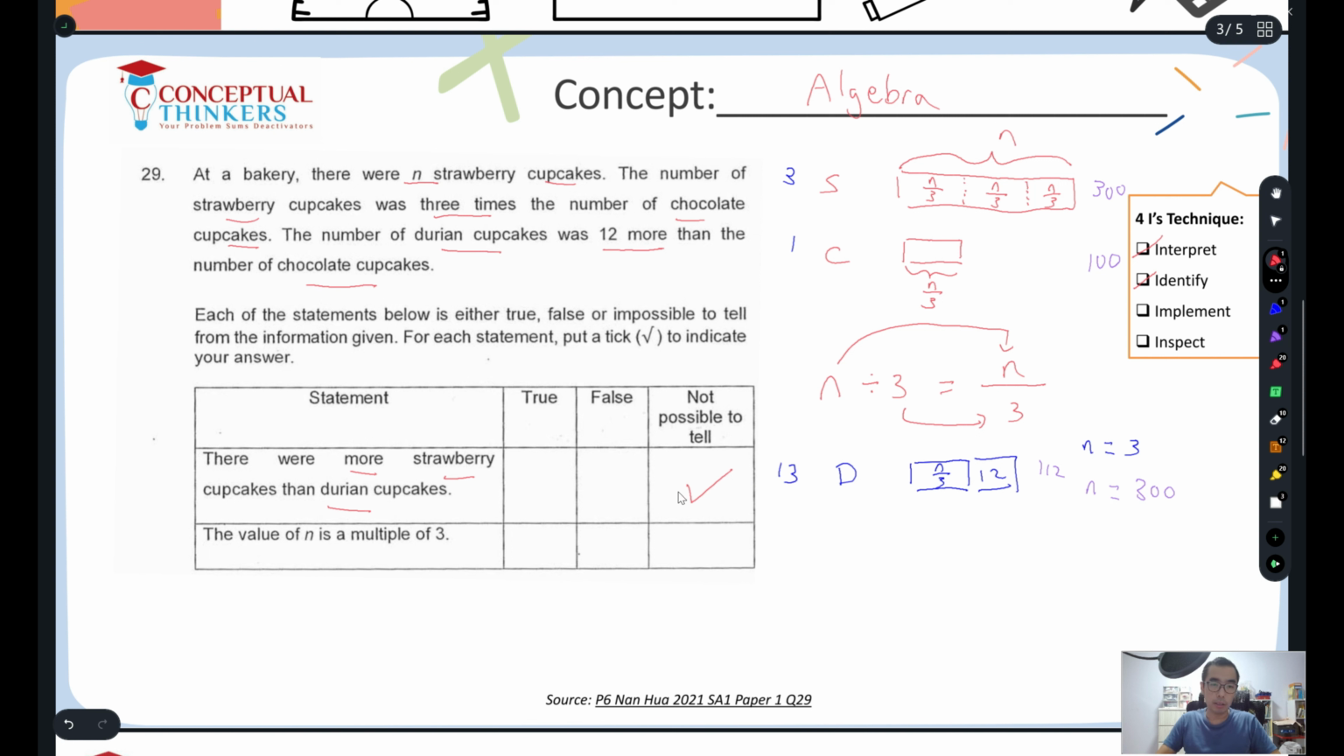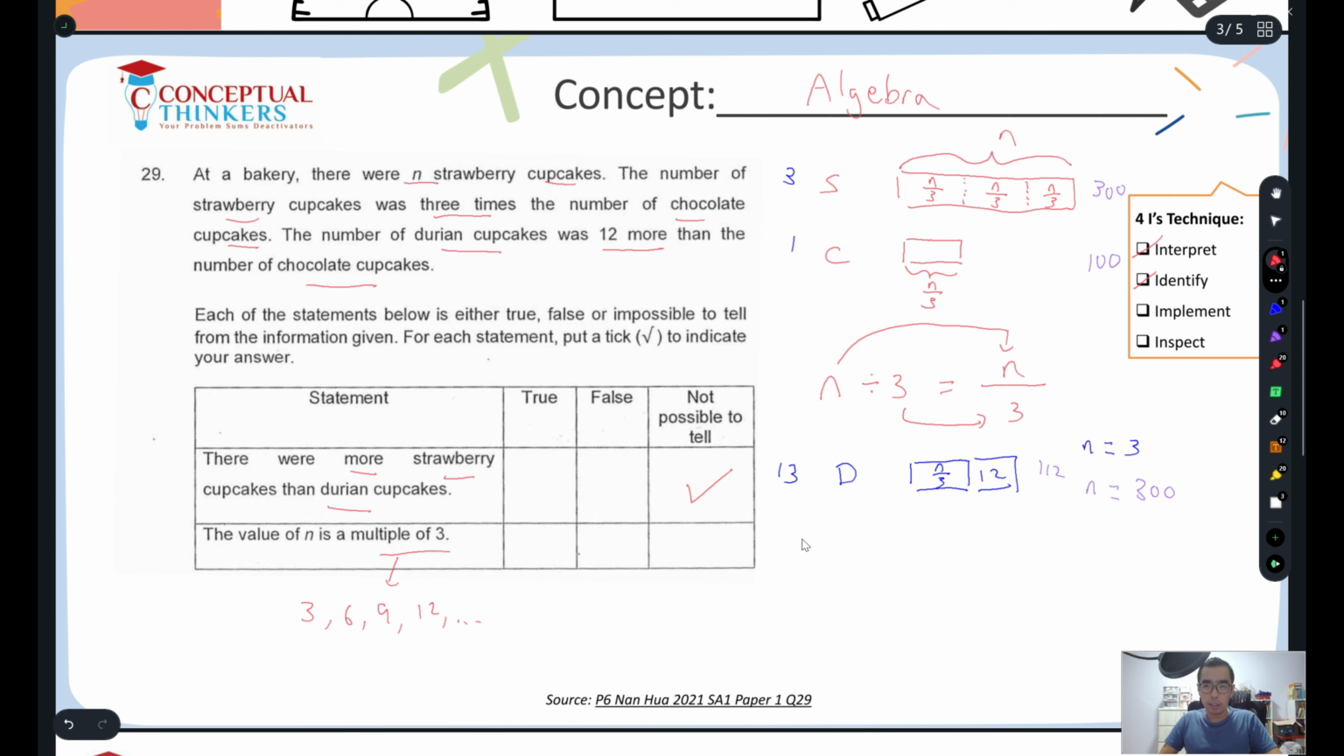Okay, now let's look at the next sentence. They say that the value of n is a multiple of 3. So what is a multiple of 3? A multiple of 3 means that we will get 3, 6, 9, 12, all the times table of 3. Okay, and you'll be all in the multiples of 3.